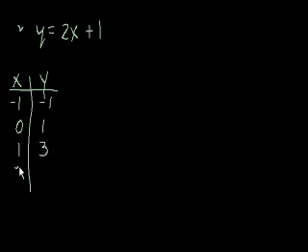If x was 2, then I think you get the idea here. Y would be 5, and we could keep on going. Obviously, there are an infinite number of x's we could choose, and we could pick a corresponding y. So now you see we have a little table that gives the relationships between x and y. And what we could do now is actually graph those points on a coordinate axis.